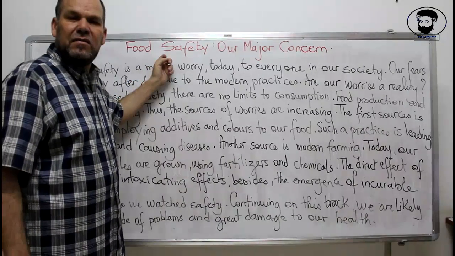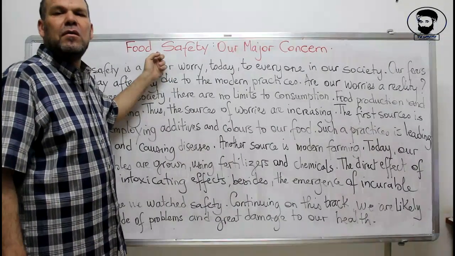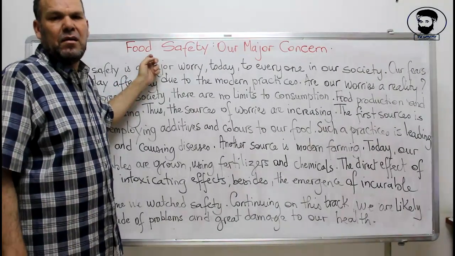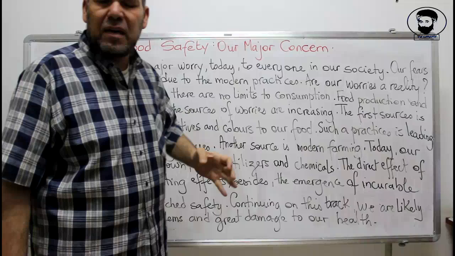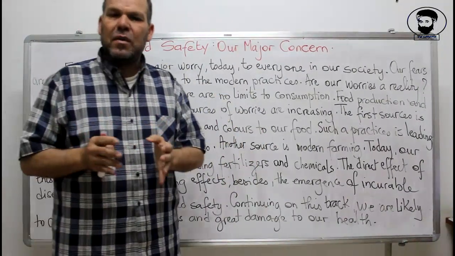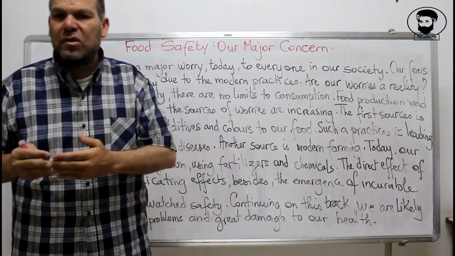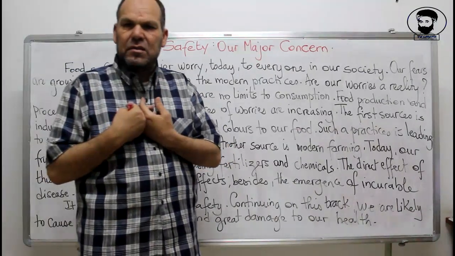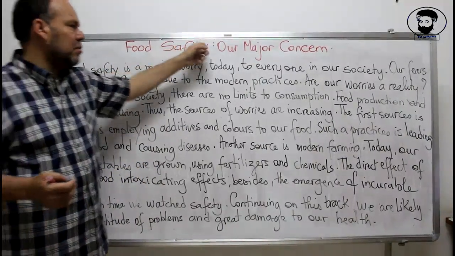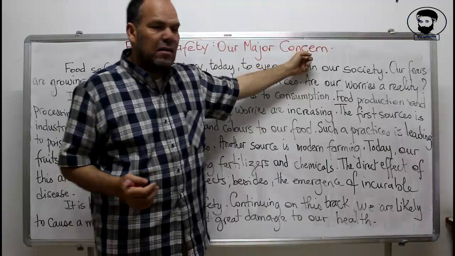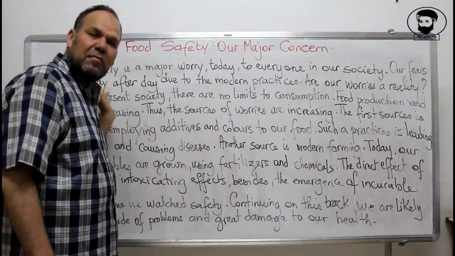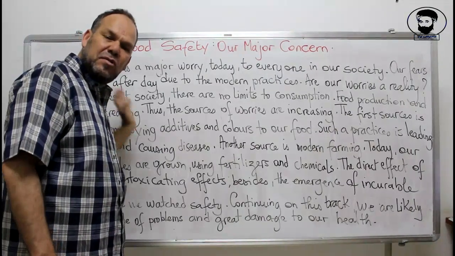I said choosing an attractive title to your paragraph is something very useful in the baccalaureate exam. Now, remember that we said in the topic, food safety is a major concern to people today, or to the consumers today, and what are the causes and consequences on our health as consumers. Now, I've chosen, for example, food safety, our major concern. So you see that I've taken the title from the topic which is presented to you.